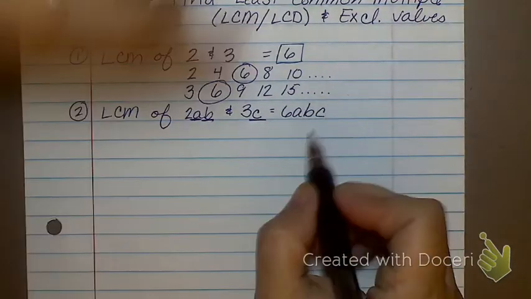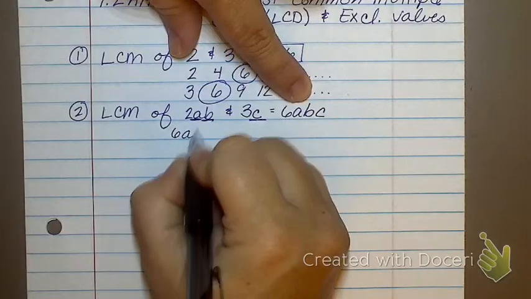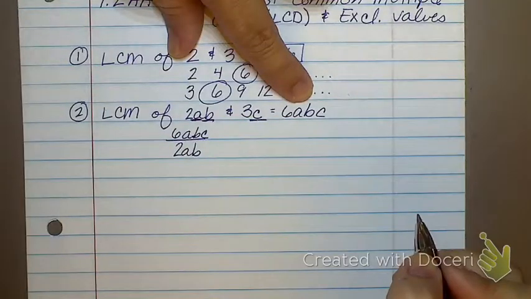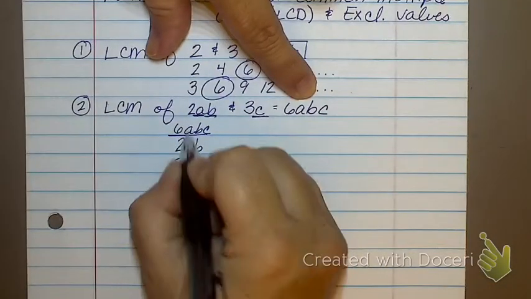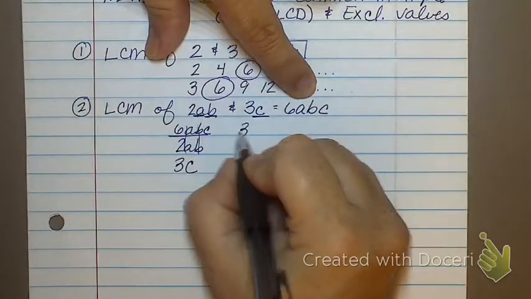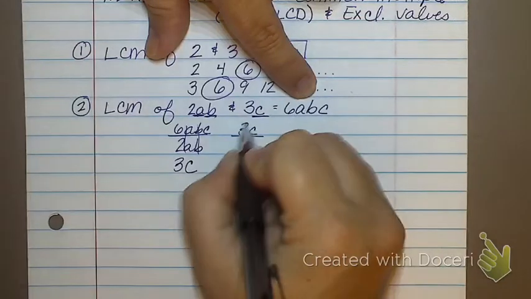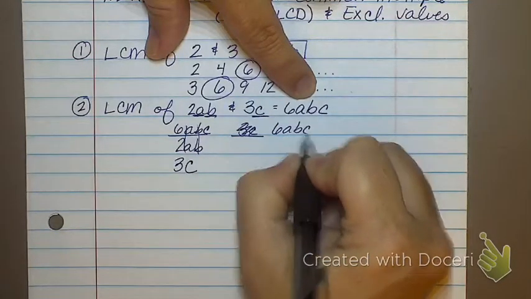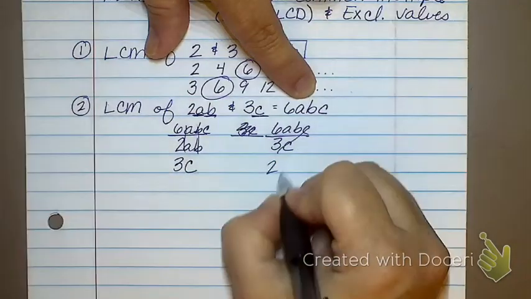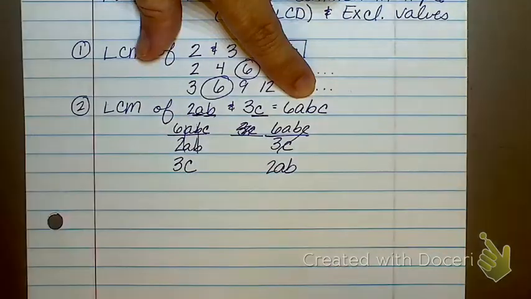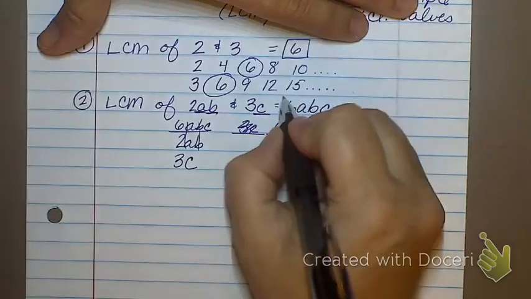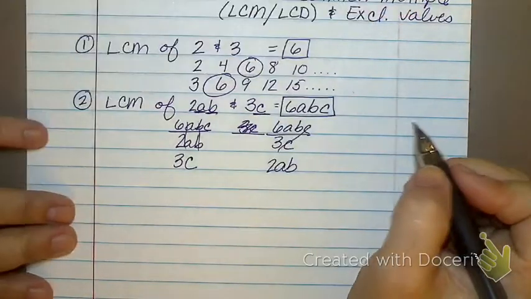In other words, I should be able to take that LCM, 6ABC, and divide it by 2AB and get a nice number. Do I get a nice number? 3C. And I should be able to take 6ABC and divide it by 3C and get a nice number. So that gives me 2AB. Yes. Does that make sense? Okay. So that would be my LCD, or my LCM, of that.